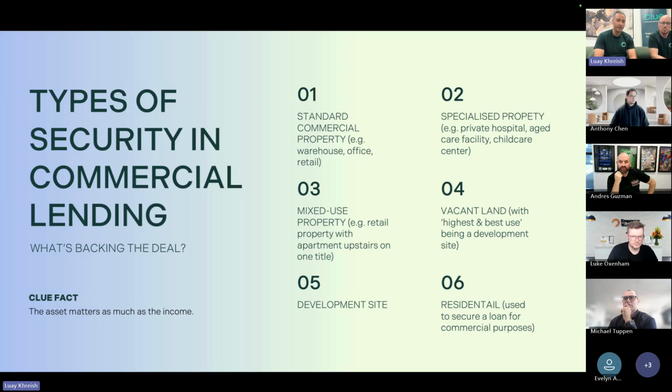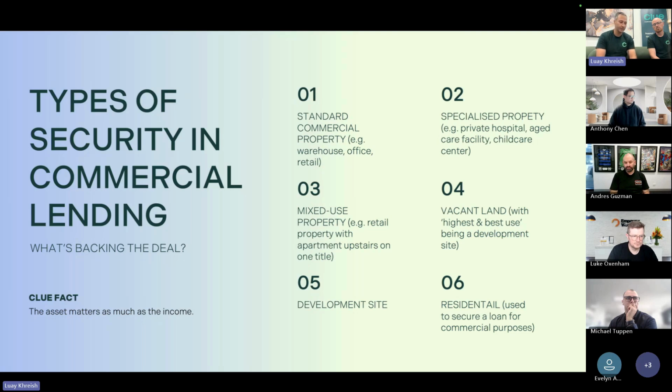These are properties that have been purpose-built for a particular activity, and the property can't be easily used for any other purpose. For example, a private hospital, a childcare facility, an aged care facility are all examples of specialised property, and they will probably attract a lower LVR than your standard commercial properties, as I briefly touched on in the previous slide. You've got mixed-use property.